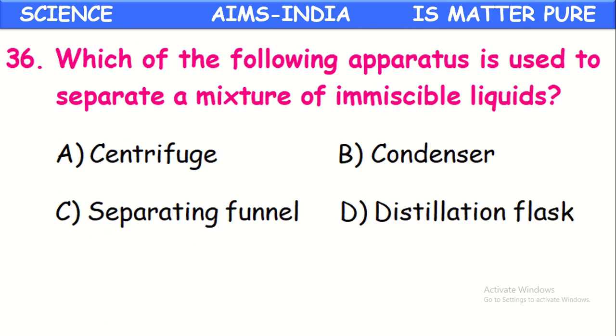Next one, see the question. Which of the following apparatus is used to separate a mixture of two immiscible liquids? Immiscible liquids means the liquids which do not mix with each other, like oil and water. So the mixture of these two immiscible liquids can be separated by using a funnel called a separating funnel. It is a special instrument used for separation of two immiscible liquids.